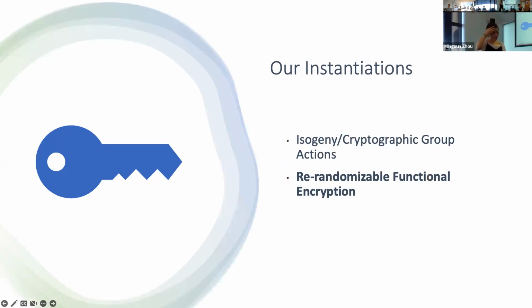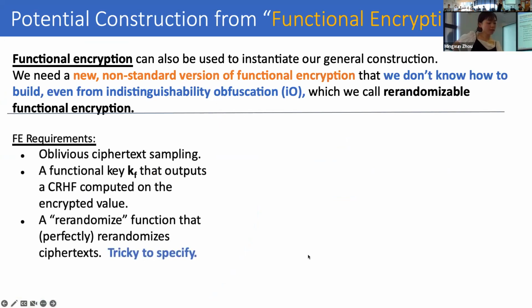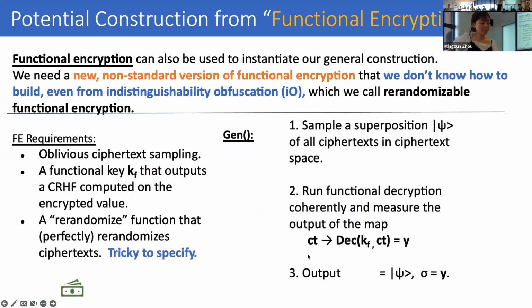And I will just briefly talk about one of our instantiations, which I believe is most intuitive to understand. There are two other instantiations. They are essentially the same. One is the abstraction of the other. I will talk about this instantiation from, quote unquote, functional encryption, because it's not a standard functional encryption. It's something we call re-randomizable encryption. Basically, how do we generate the money state?